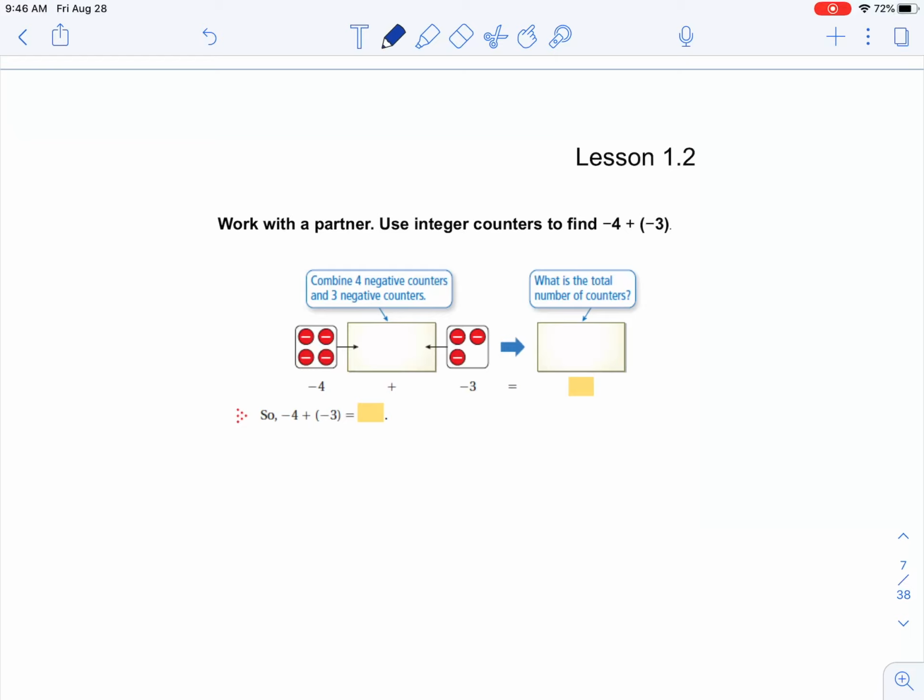Okay, so if we have 4 negative counters here and we add 3 negative counters. So we have 1, 2, 3, 4, and we're going to add 1, 2, 3 more. Well, that's pretty easy to see that it gives us 7 negative counters. So negative 4 plus negative 3 makes negative 7.